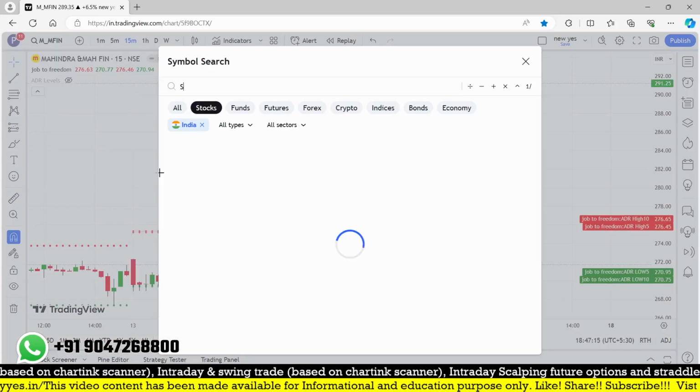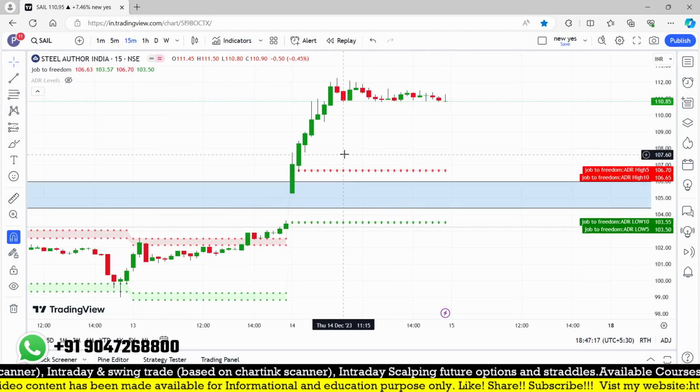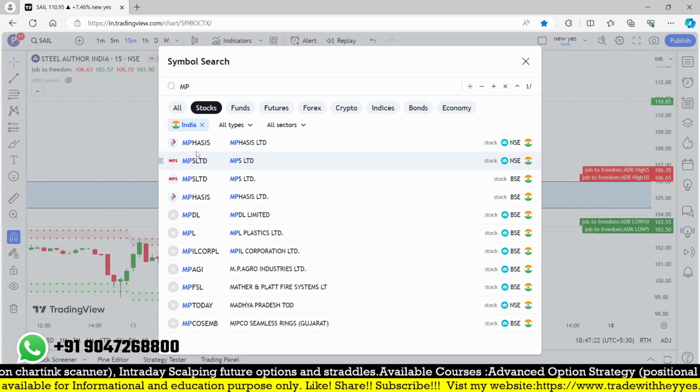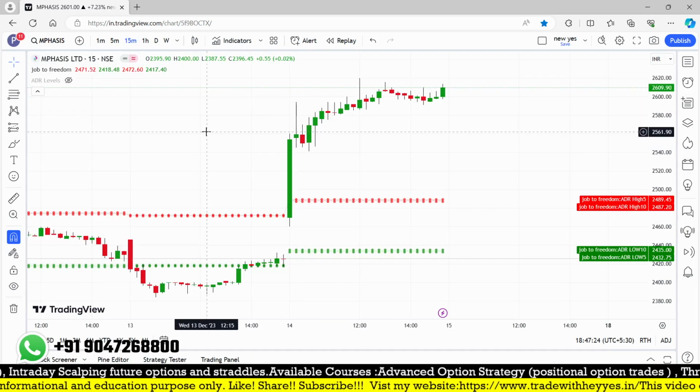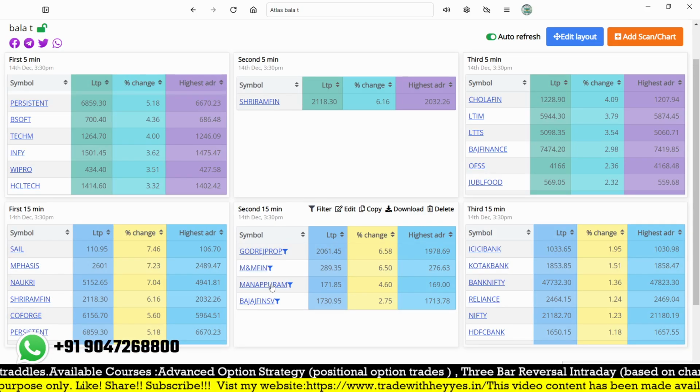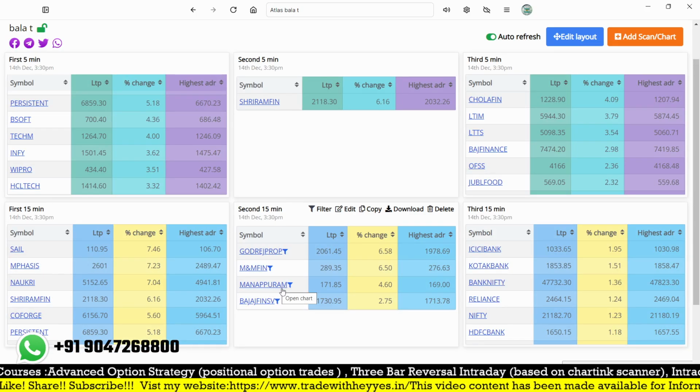The 5 minutes also has it. Sale was a great move from that point, and it went up to the peak. And MPS on 15 minutes is also a buy, and this is what we are looking for. And here Manapuram is the third one that I have seen, which is also looking good.